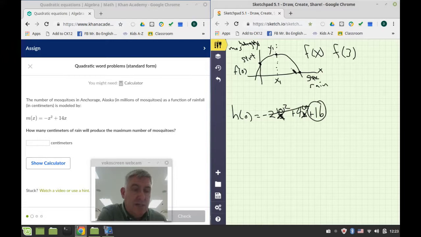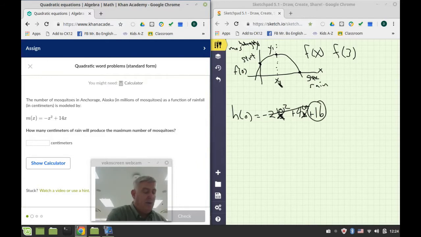And the question is, how many centimeters of rain will produce the maximum number of mosquitoes? So you see this word, maximum. Maximum tells us we're looking for the vertex. Minimum, if they say minimum, also tells us we're looking for the vertex. And it wants to know centimeters of rain, so it wants to know the x value, where the axis is. So we're going to find the x. And how do we find that? You'll remember that from our last video.